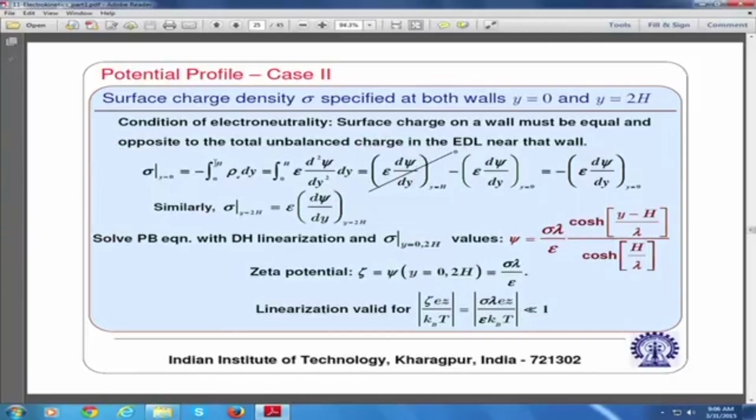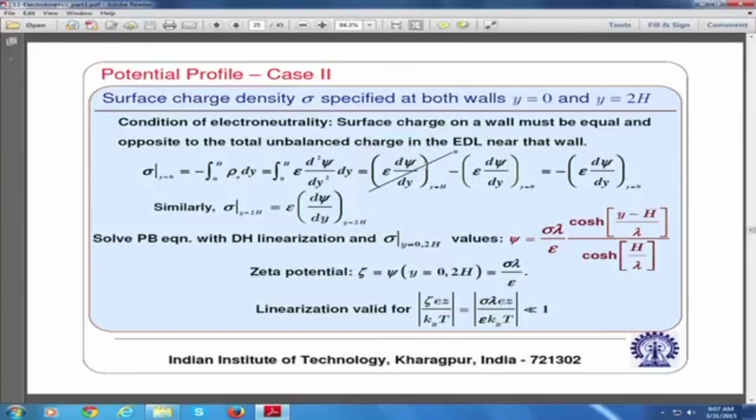There are two plates, right? One plate is influencing between 0 to h, another plate is influencing from h to 2h. So for each plate we can write this. So now where from you can write minus rho e is equal to epsilon d2 psi dy2? This is the Poisson equation, right? So in place of minus rho e you write epsilon d2 psi dy2 into dy. So this becomes epsilon d psi dy. So epsilon d psi dy at y equal to h minus epsilon d psi dy at y equal to 0.